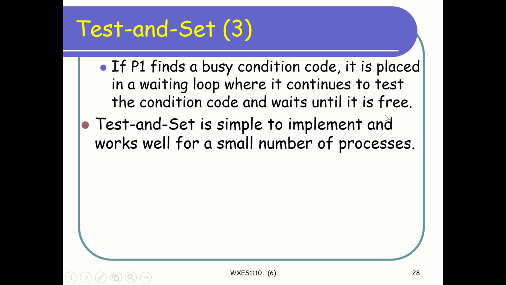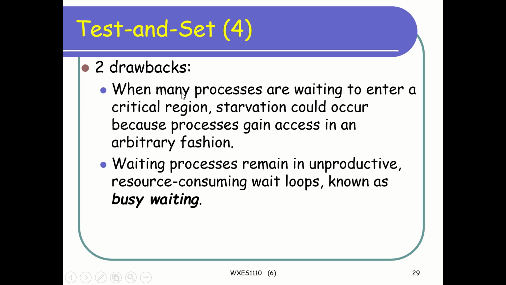Test and set is simple to implement and works well for a small number of processes. Two drawbacks of test and set: when many processes are waiting to enter a critical region, starvation could occur, because processes gain access in arbitrary fashion. Waiting processes remain in unproductive, resource-consuming wait loops known as busy waiting.